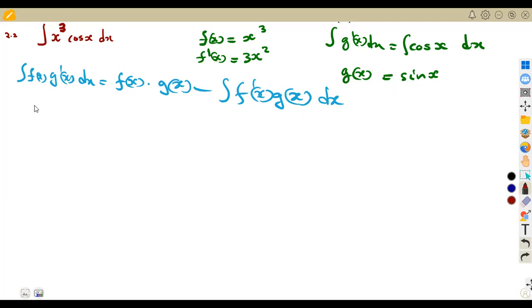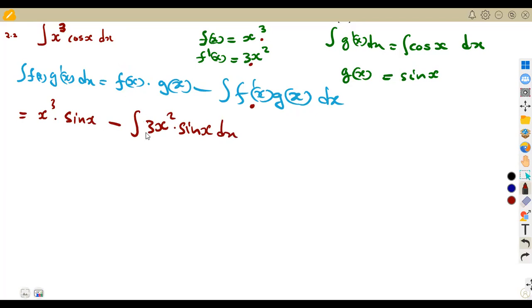So here we are going to have f of x, which in this case is x cubed. So that's x cubed times g of x. Our g of x is sine of x. So that's x cubed sine of x minus the integral of f prime, the first derivative of f of x, which is 3x squared, times g of x, which is sine of x, so this is sine of x dx. So this is what we have.